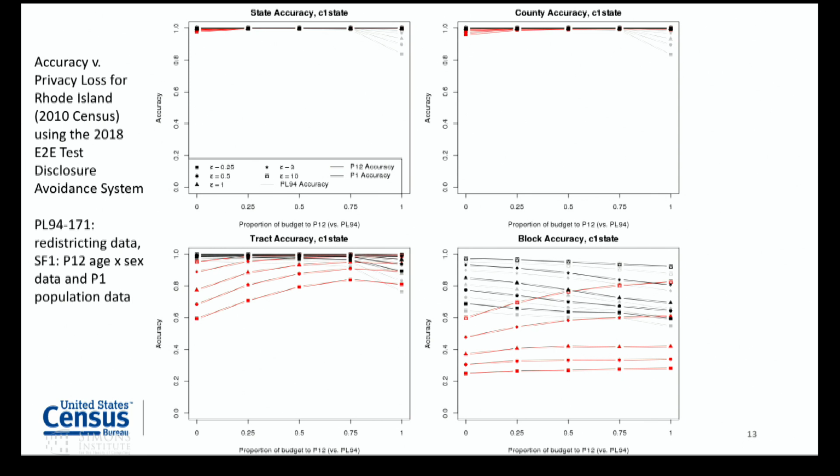So finally you get to the block level. And you can see that for the age pyramids, it's hard to get accuracy anywhere near 1. For the redistricting data, you have to use very large privacy loss budgets to get accuracy anywhere near 1. And the one you can't see, the gray one, is the population table, which is here. It's the ones coming off here. There's also noise in the population levels, and that's correlated with both the PL94 and SF1 tables. All right. So what do we do?